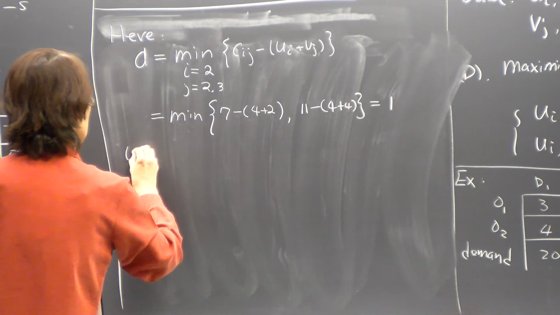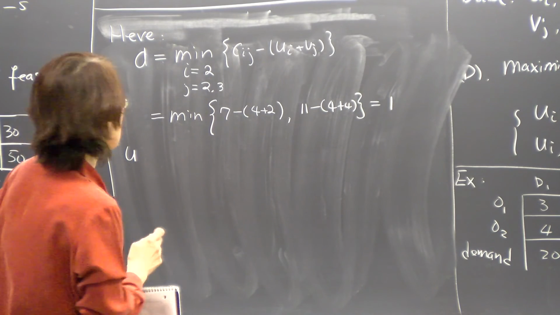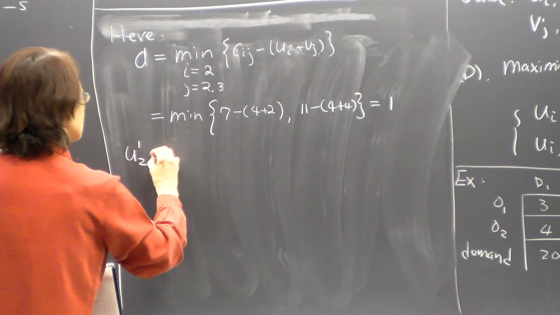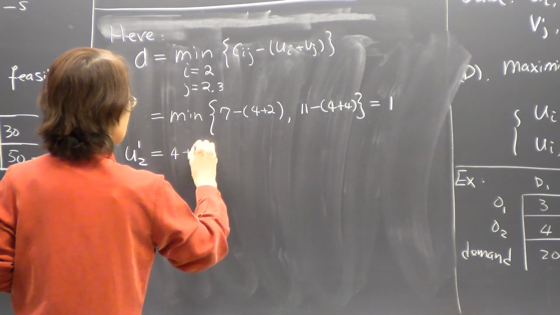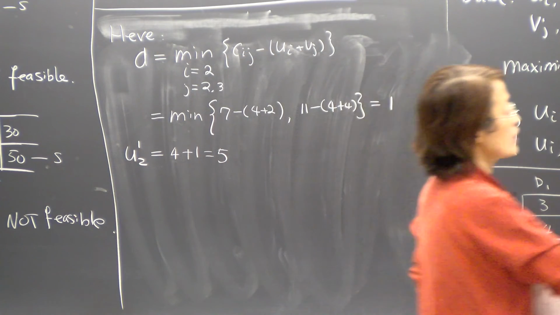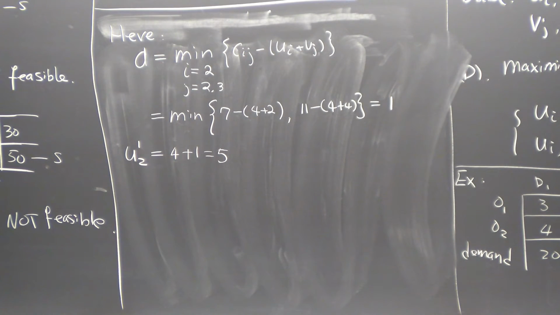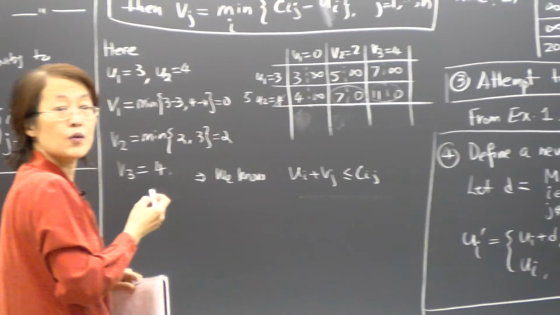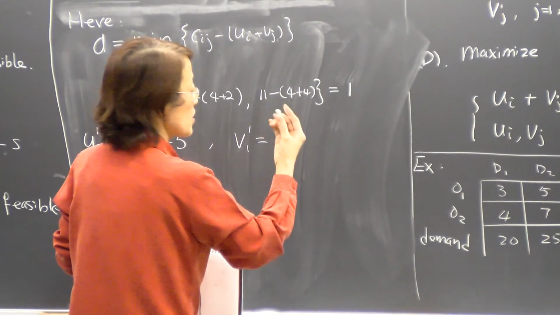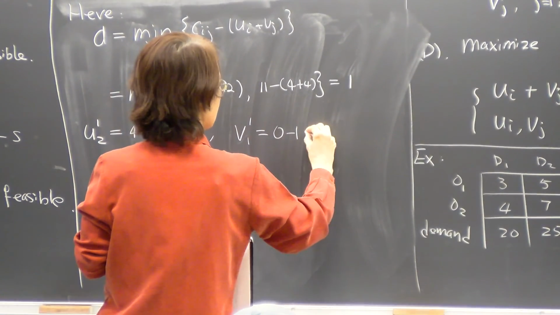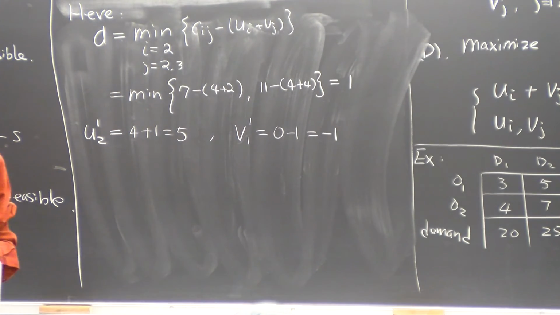All right, and then we need to adjust. Going to the u, I see that only u2 needs to be adjusted. For u2, I will have to add 1 unit, so it will be 4 plus 1, which is 5. Meaning this 4 here will be changed to 5. And then for v, the only thing I need to change is V1. V1 will have 1 subtracted from it, so it's 0, you take away 1, it will be negative 1. Is it clear? So this one now will be changed to negative 1.